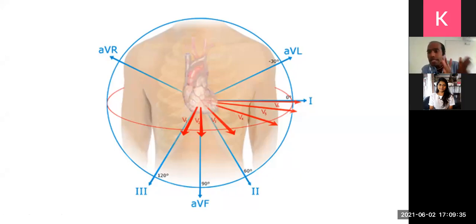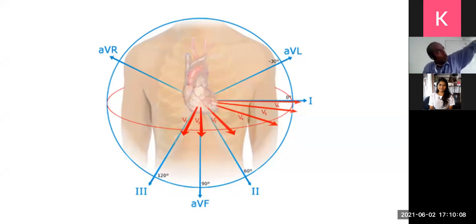What a lead means is it is essentially a window where you look at the heart. It is like a window from which you look at the heart. A lead is like a window that you look through and look at the heart. And when you look through this window, you can see current coming to or away from this window, right?